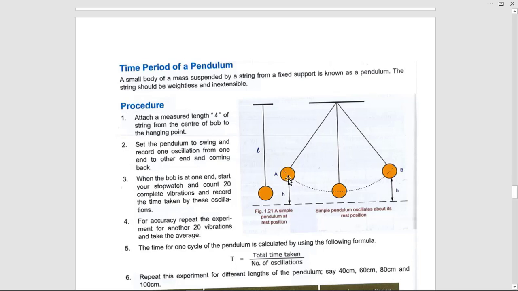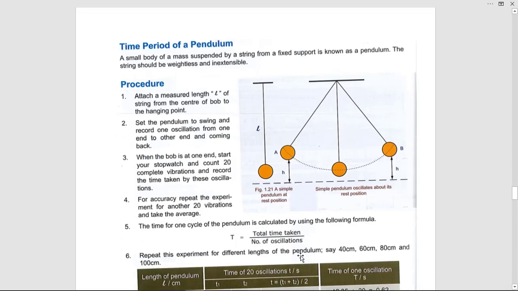Then, for example, you are taking 20, write the total time. Let's say it took 30 seconds. Write the total time here, and then divide it by the number of oscillations you are taking, and you will get the time period for one oscillation. That will be more accurate than taking the time for just one oscillation.